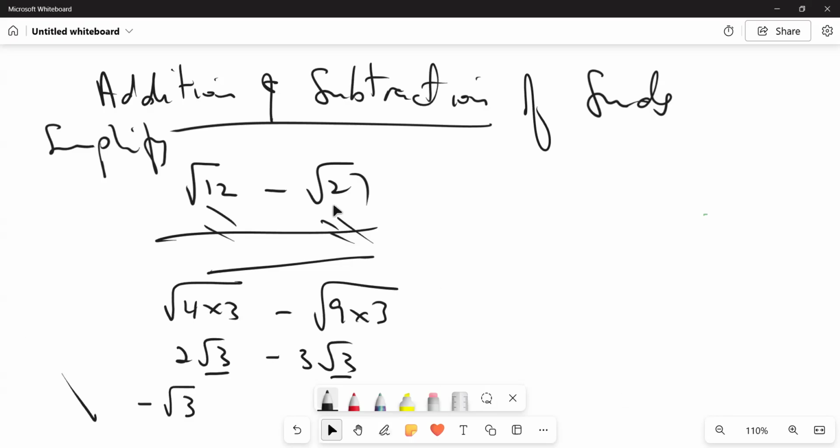So don't conclude as soon as you see this, oh, they're different, we can't subtract them. No, don't say that. See if you can simplify it. It may work, it may not work, but you may just have to see if you can simplify it, right?